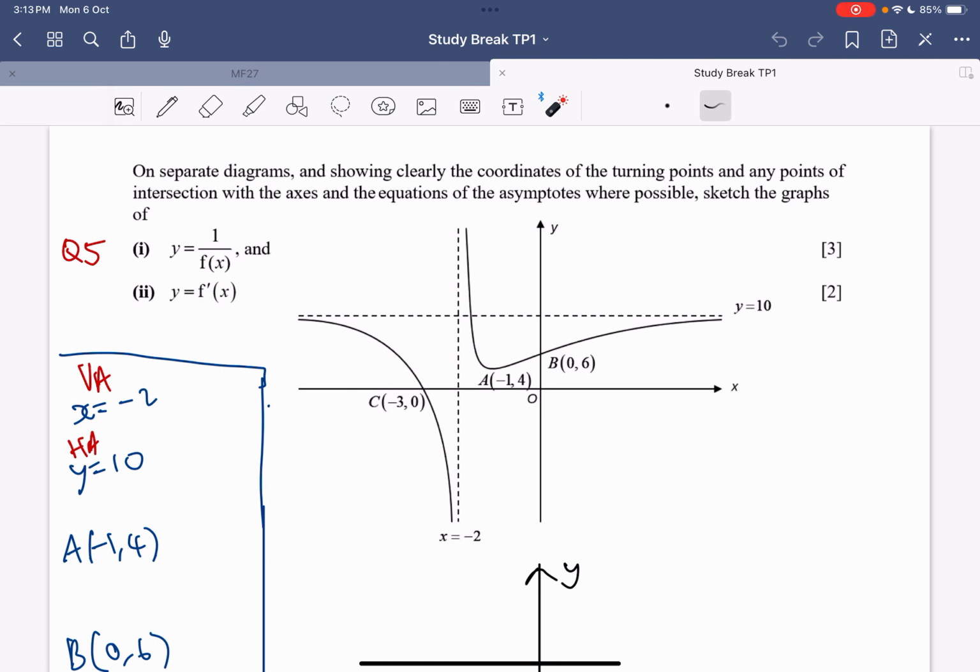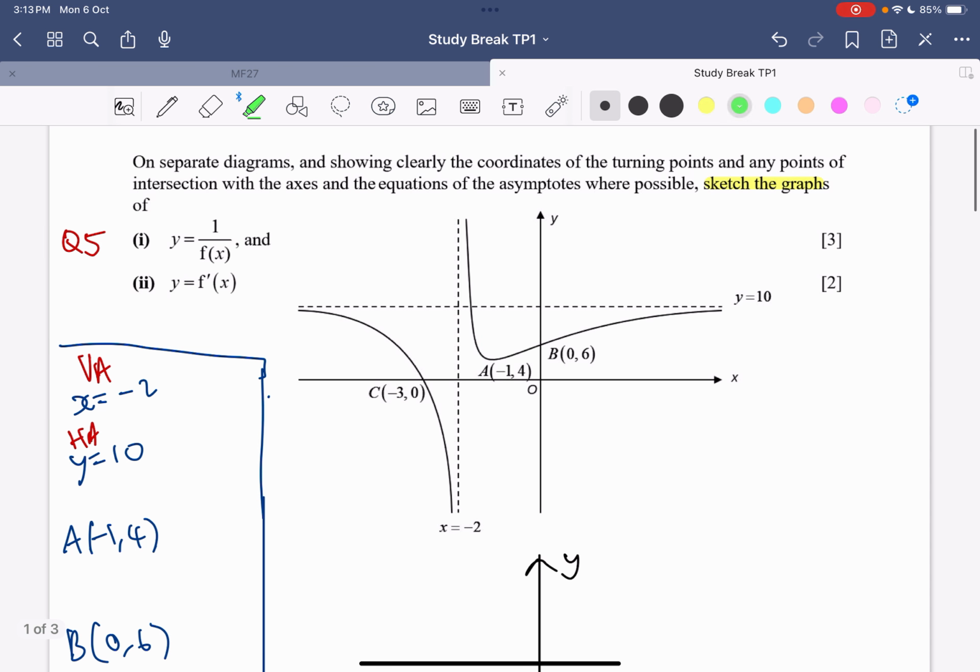Okay, let's take a look at this question. It's a transformation of graph question. You're supposed to draw on separate diagrams these transformed graphs, and you're supposed to label all the coordinates of the turning points, any points of intersection of the axis, and the equation of the asymptotes where possible.